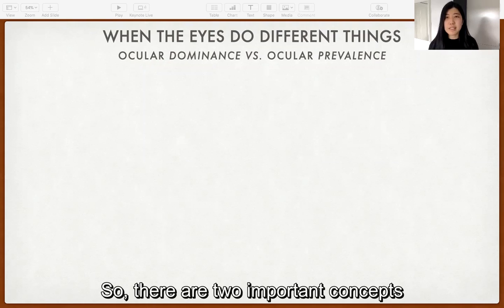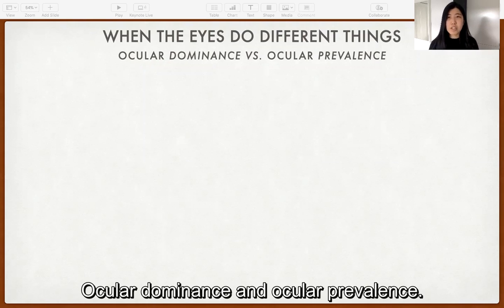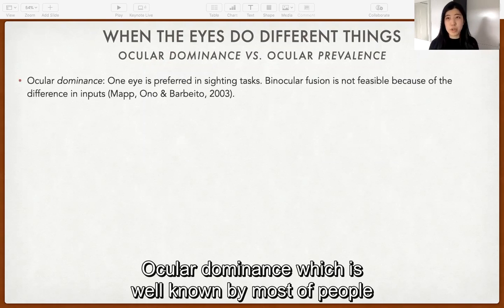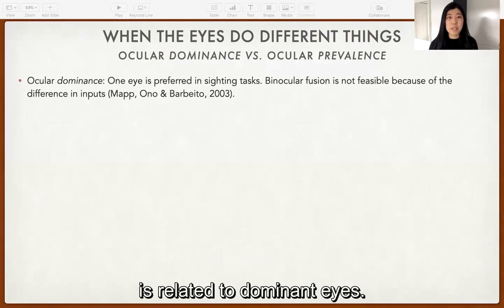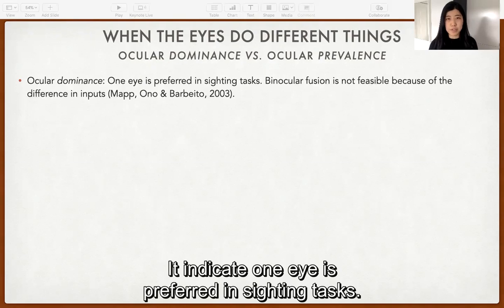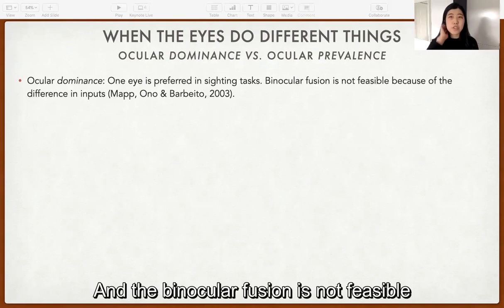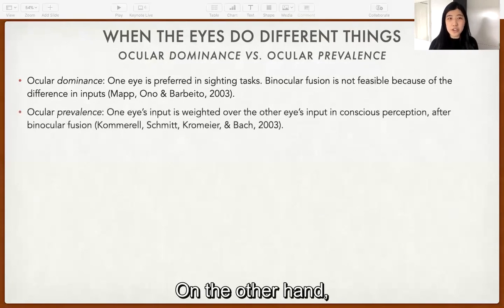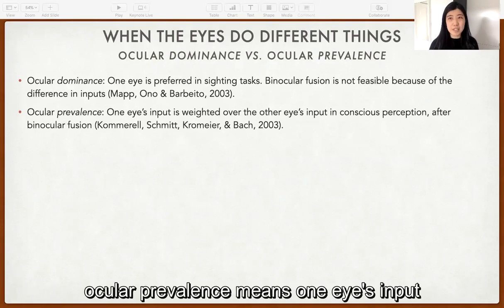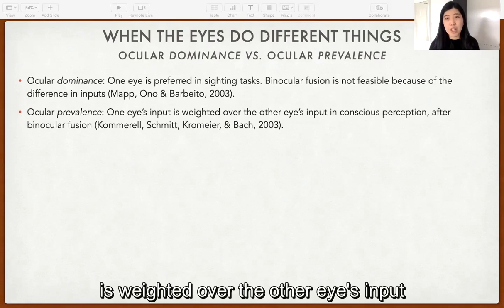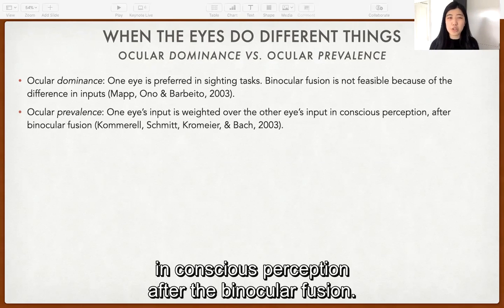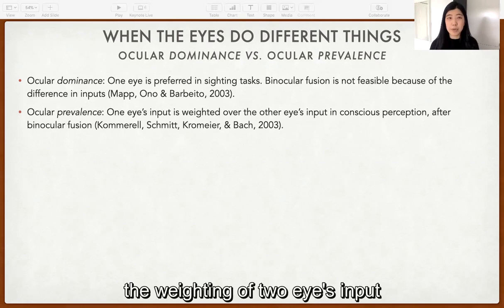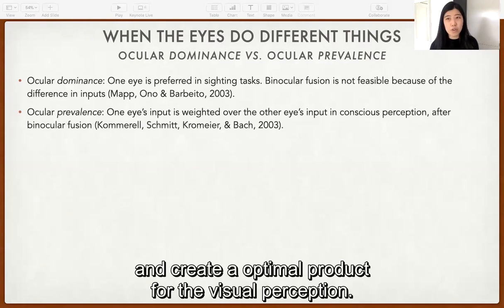There are two important concepts we need to introduce first: ocular dominance and ocular prevalence. Ocular dominance, which is well known by most people, is related to your dominant eye. It indicates one eye is preferred in a sighting task, and binocular fusion is not feasible because of a difference in input. On the other hand, ocular prevalence means one eye's input is weighted over the other eye's input in conscious perception after binocular fusion, which indicates that the brain is trying to adjust the weighting of the two eyes' input and create an optimal product for visual perception.